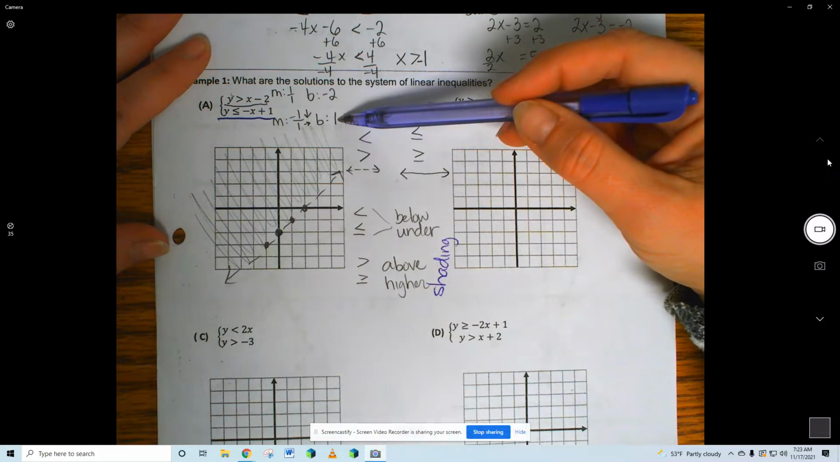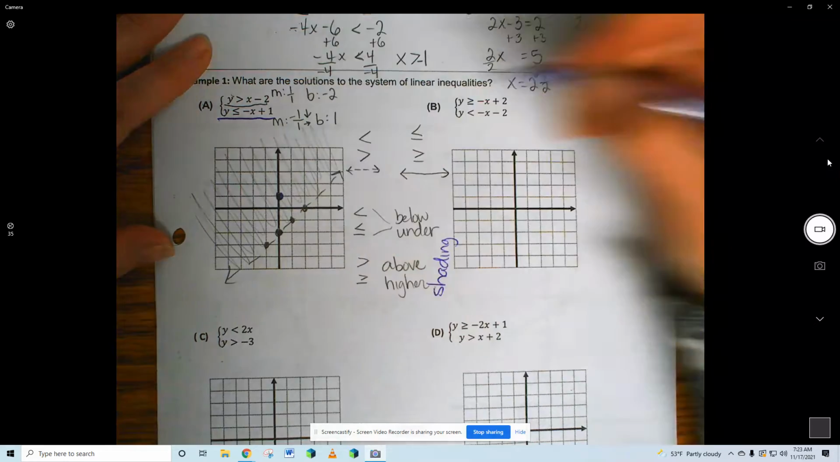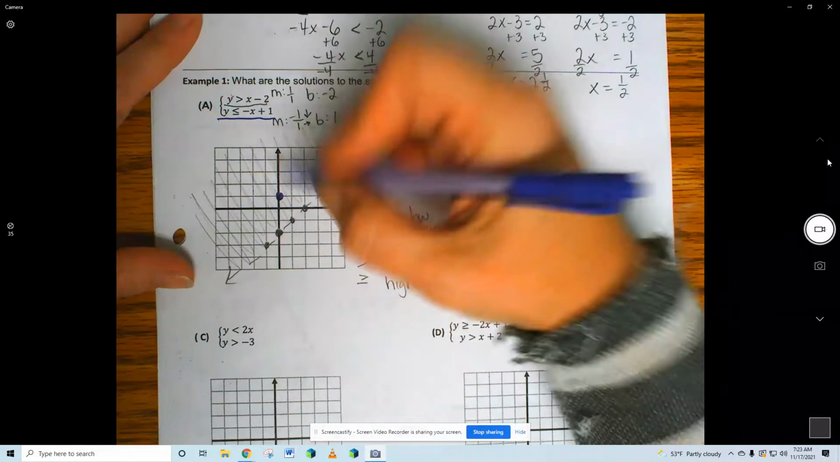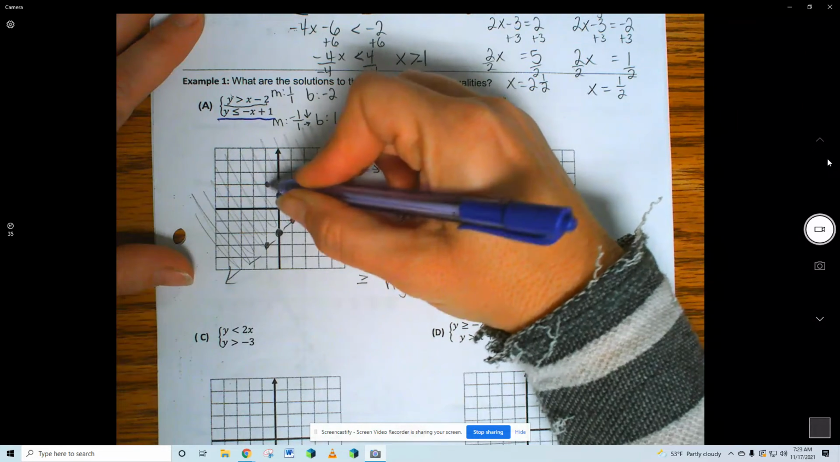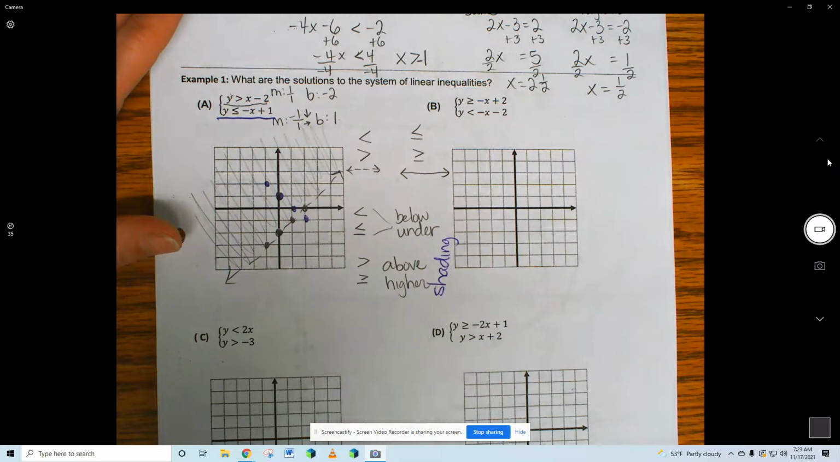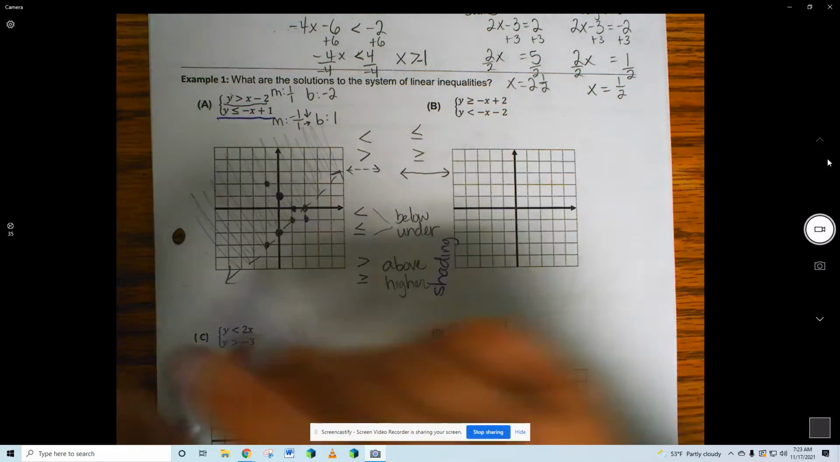Begin at positive 1. See, this is my y-intercept. Down 1 over 1. Down 1 over 1. Downhill line. Is this solid or dotted? Solid.